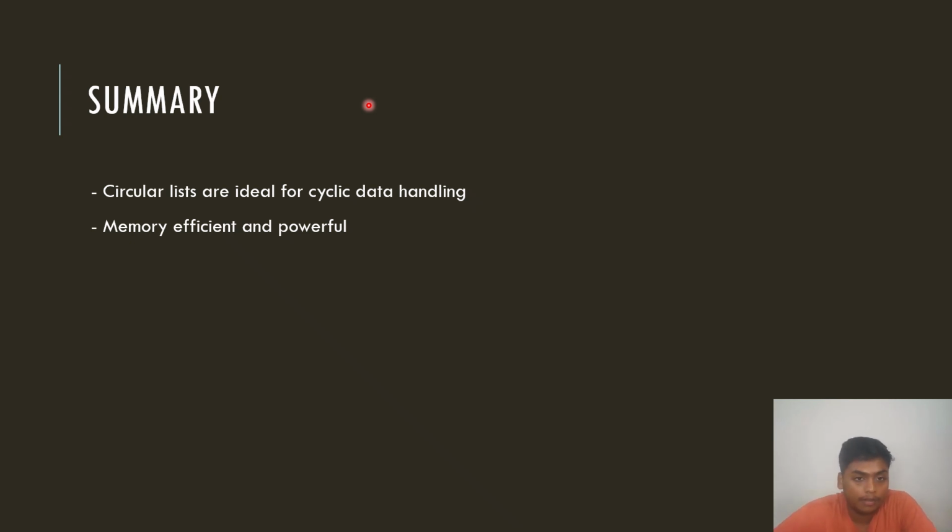Summarizing all what we have discussed here today, why circular lists are more useful: because in certain cases of cyclic data handling, circular lists may be more ideal compared to other linked lists or maybe other data structures. And as we have seen earlier, it's very memory efficient and it's very powerful in terms of doing the basic operations. And you can see multi-billion dollar businesses have been created on such a foundation.